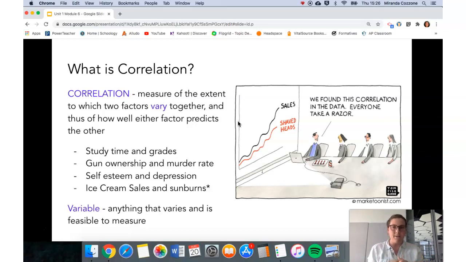Study time and grades, okay? Two variables, one is study time, one is grades. I would predict that as study time increases, grades also increase.